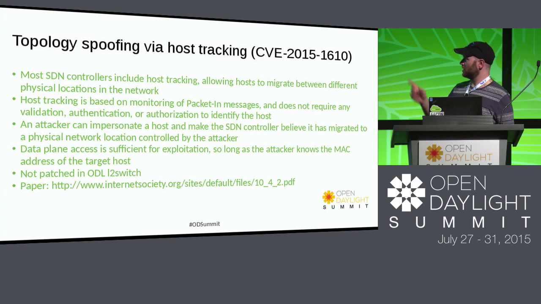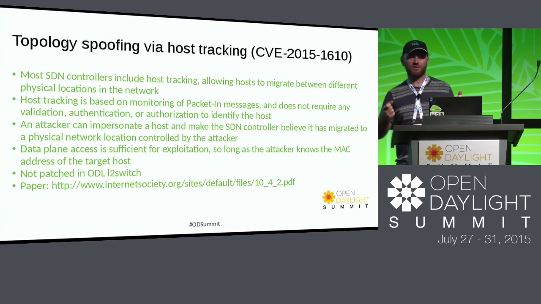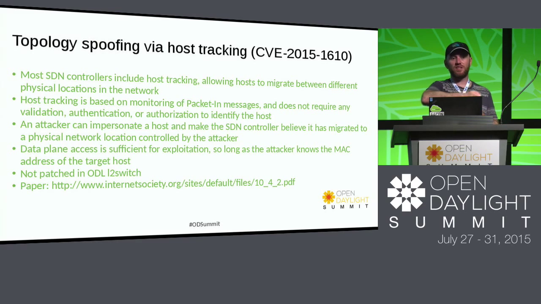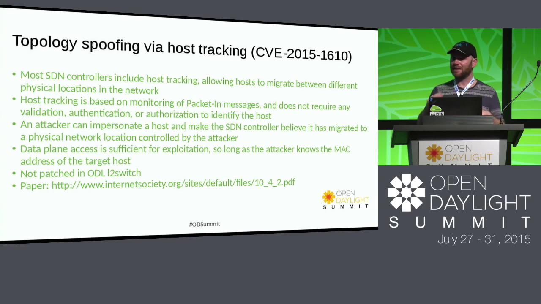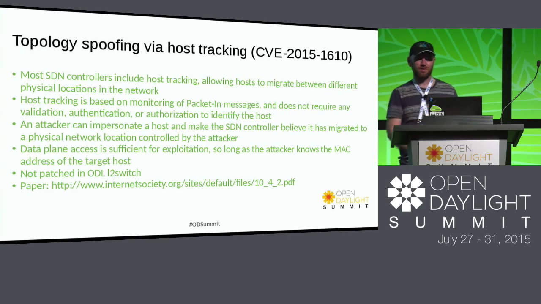One of them that I found interesting is this topology spoofing flaw. It's because SDN controllers include host tracking functionality that enables you to physically change the location of a host on the network. So you change its position in the patch panel, or you move it from one switch to another switch, but it's able to identify that it's the same system. And this is done by monitoring packet-in messages. So what it means is, because there's no authentication or authorization for this host migration, an attacker can pretend to be a new host that's migrated on the network and divert traffic to that host.